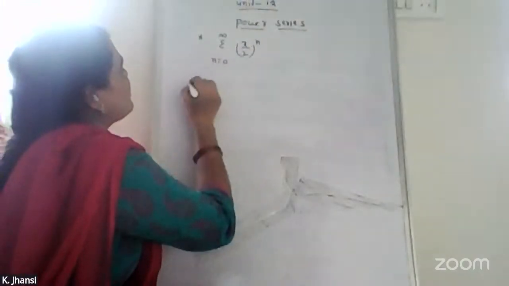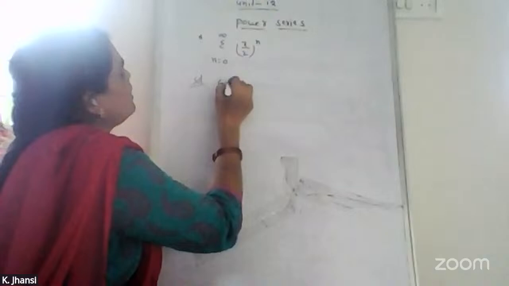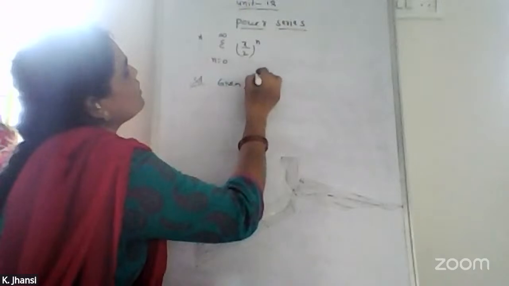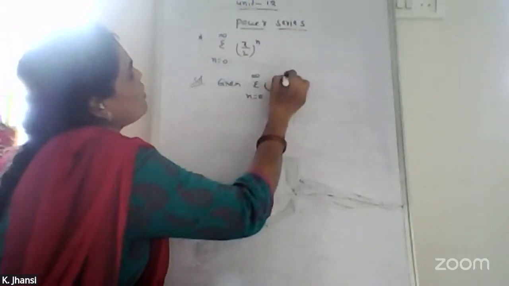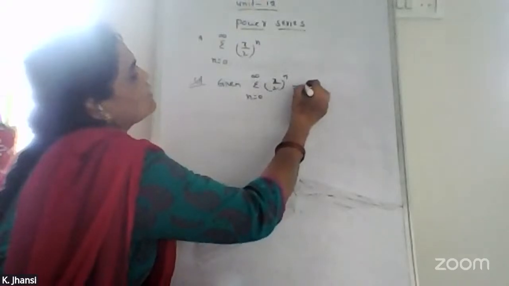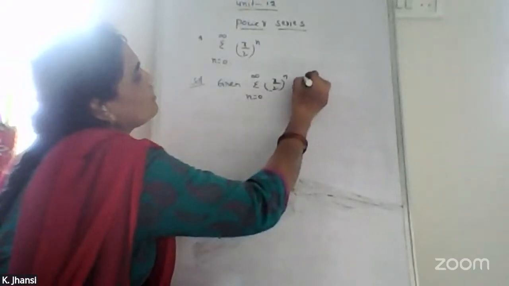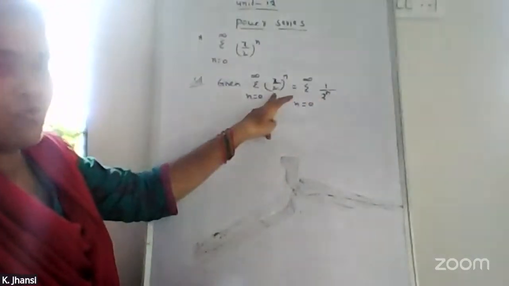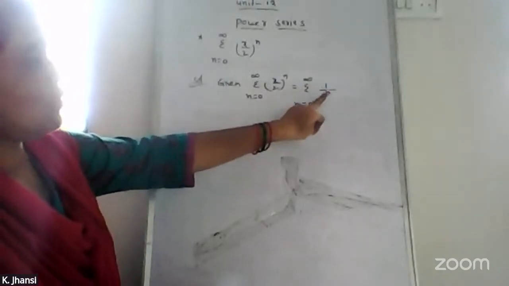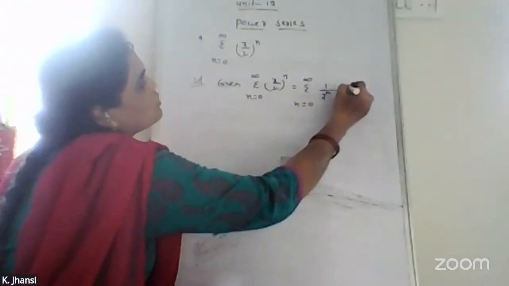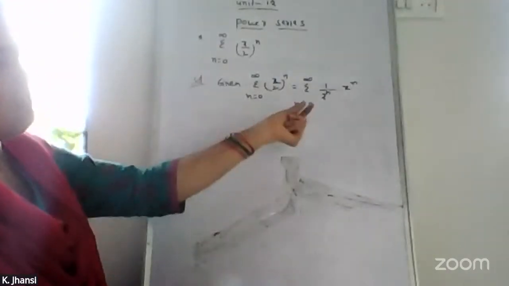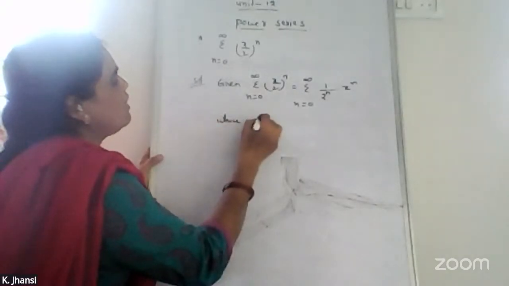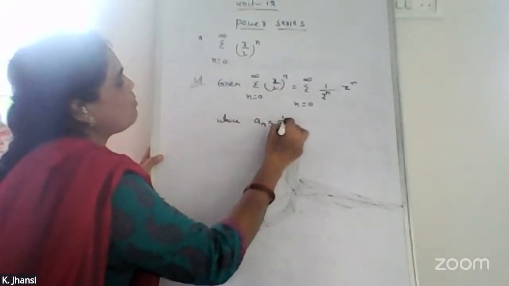So you can write the given series, summation n equals 0 to infinity of (x by 2) to the power of n, as summation n equals 0 to infinity of 1 by 2 to the power of n into x to the power of n, if you split this out. So it is in the form of an x to the power of n, where an is equal to 1 by 2 to the power of n.